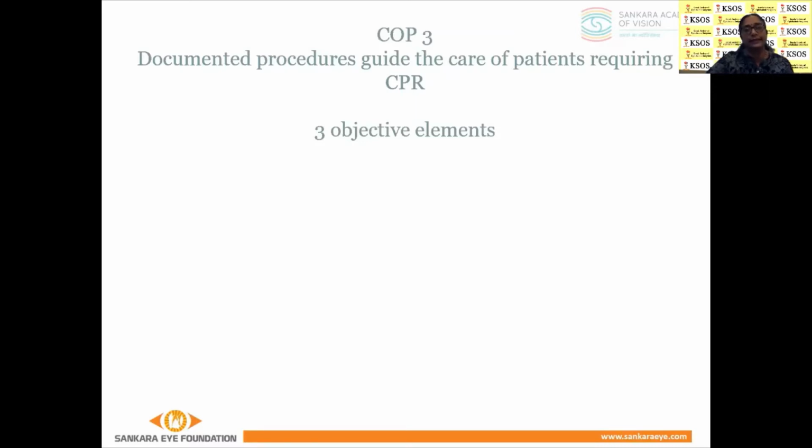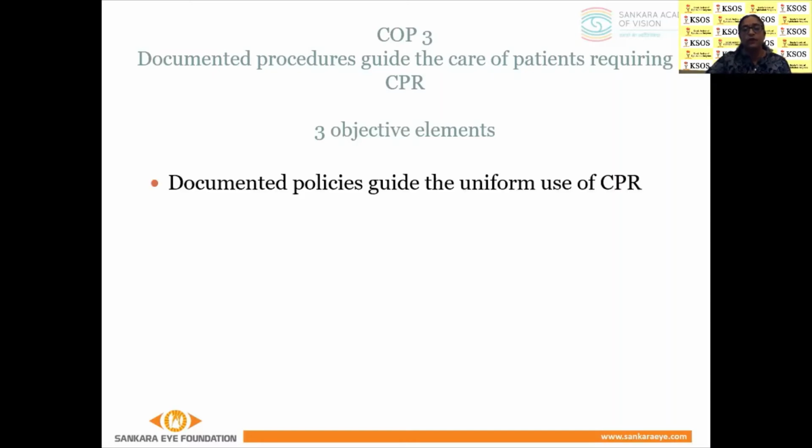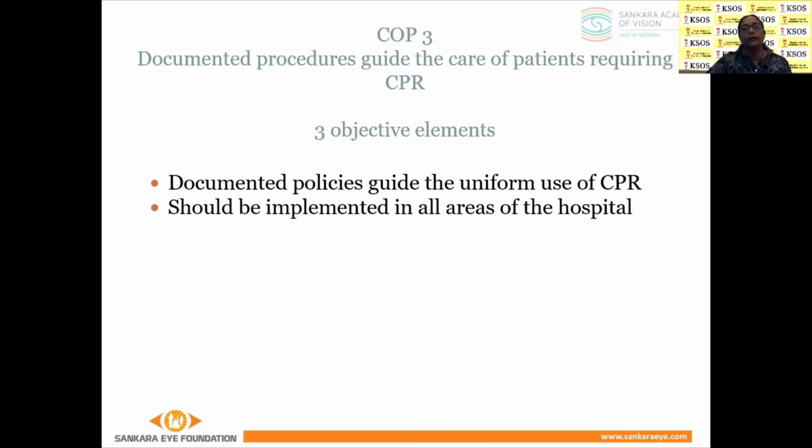Coming to the next standard, that is documented procedures guide the care of the patients who require CPR. So in this, there are 3 objective elements. So the objective elements, how you understand them, goes as follows. There should be documented policies which guide the uniform use of CPR in all the departments of the hospital, and they should be implemented in all the areas of the hospital.